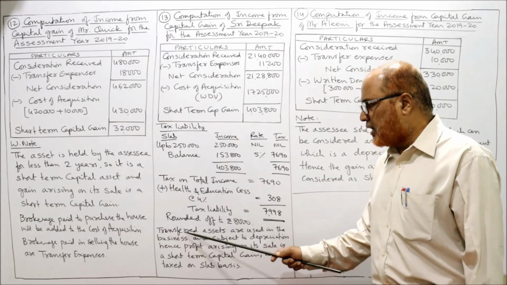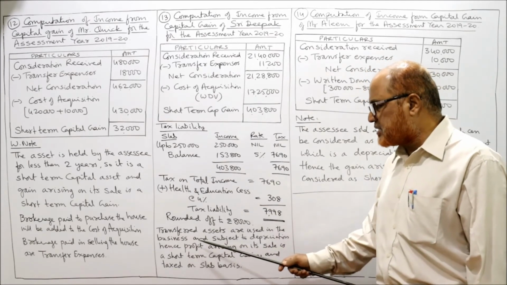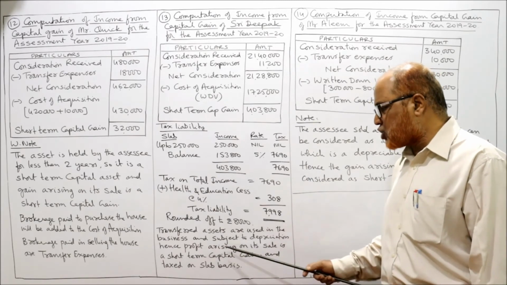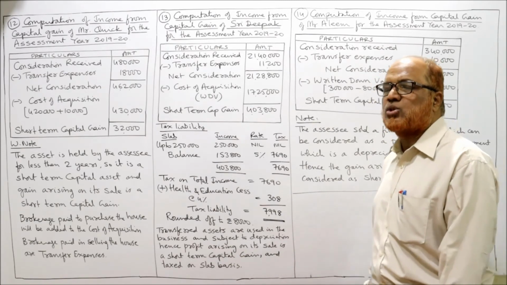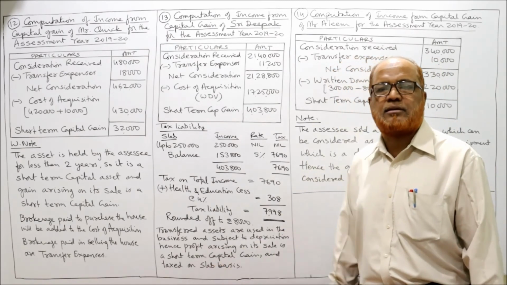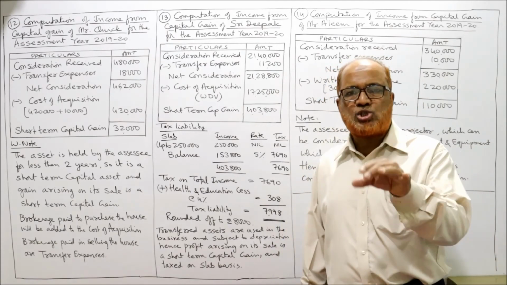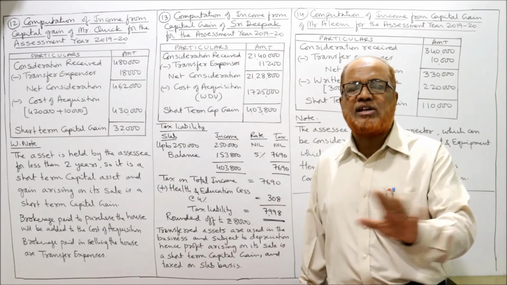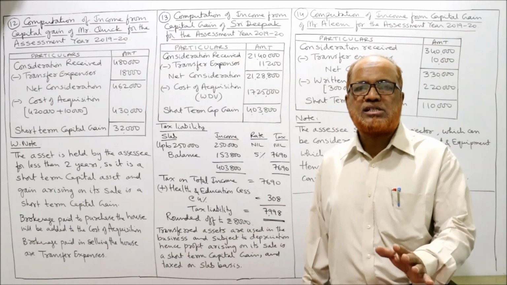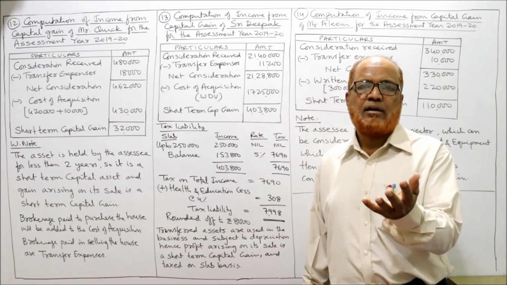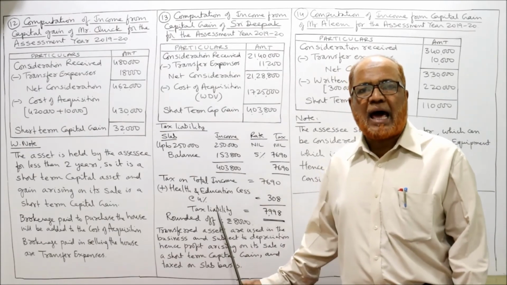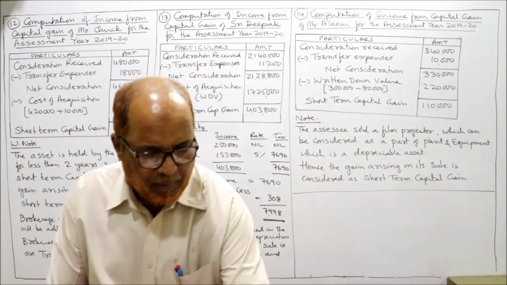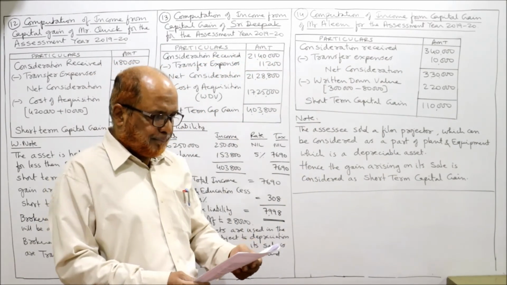Now the working note. Transferred assets are used in the business and subject to depreciation. Hence, profit arising on its sale is a short-term capital gain and taxed on slab system. Just now I have explained. If an asset is used in the business, which is a depreciable asset, the gain arising will always be short-term. We should not see what is the period of holding. And for short-term capital gain, slab system of tax will apply. Next problem is problem number 14.